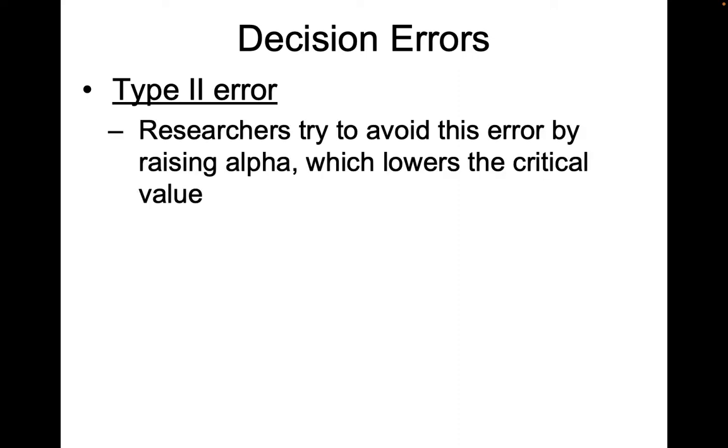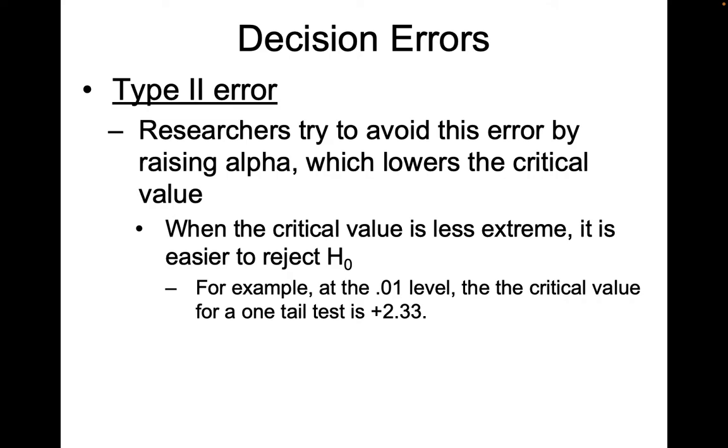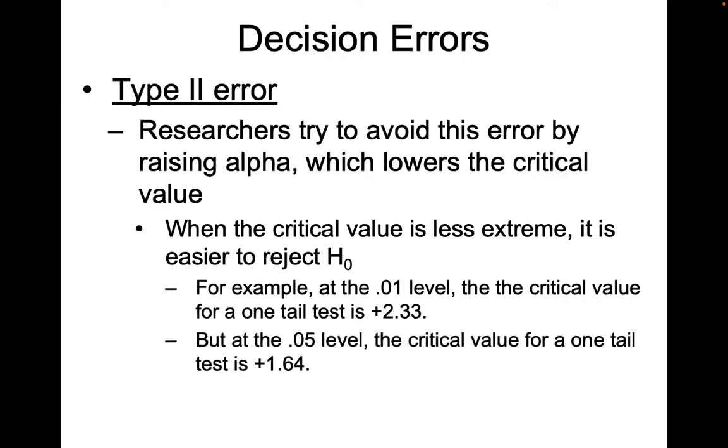Researchers try to avoid this error by raising alpha, which lowers the critical value. When the critical value is less extreme, it's easier to reject the null hypothesis. So for example, at the 0.01 level, the critical value for a one-tailed test is 2.33. But at the 0.05 level, the critical value for a one-tailed test is 1.64. So it's easier to reject the null hypothesis at the 0.05 level when the critical value is only 1.64. And therefore, it's more difficult to make a type 2 error.